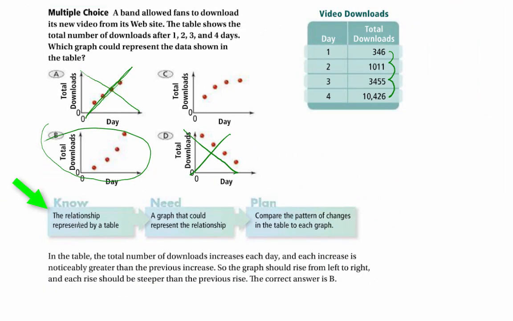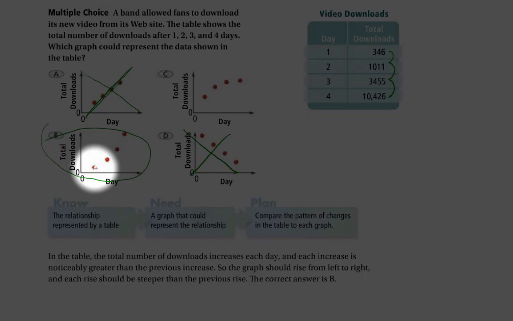So as it says here, we need to know the relationship represented by a table, which we just discussed. We need a graph that could represent the relationship. And then we need to compare the pattern of changes in the table to each graph, which is what we did. In the table, the total number of downloads increases each day, and each increase is noticeably greater than the previous increase. So not only are the number of downloads increasing, but each increase is getting greater from day to day. So the amount of increase is increasing. So the graph should rise from left to right, and each rise should be steeper than the previous rise. So here you see the rise.